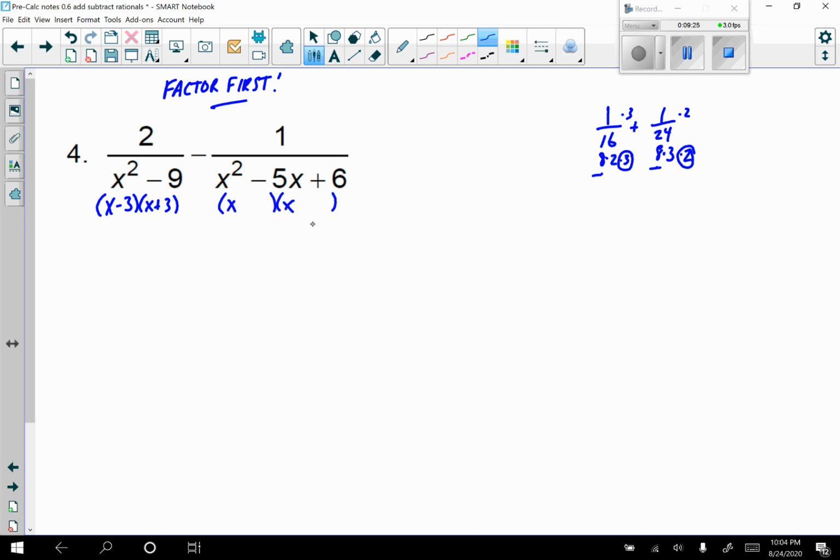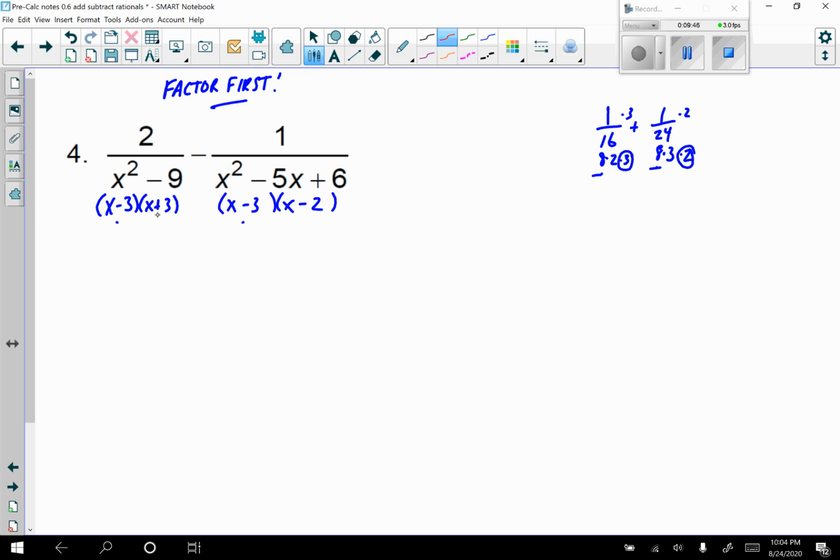With 5 and 6, just make sure they multiply to be 6 and add to be negative 5. So positive 6 and negative 5 here. So this one's going to be x minus 3 and x minus 2. So look at what they have in common. Both pieces have an x minus 3.